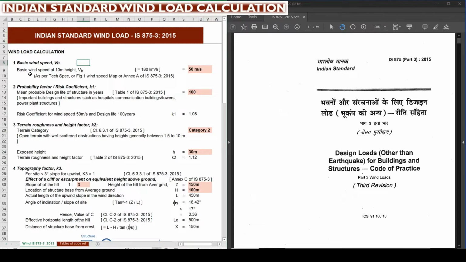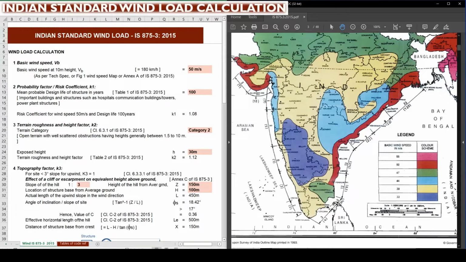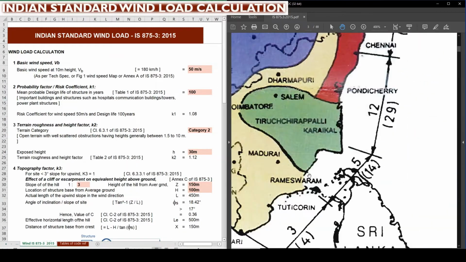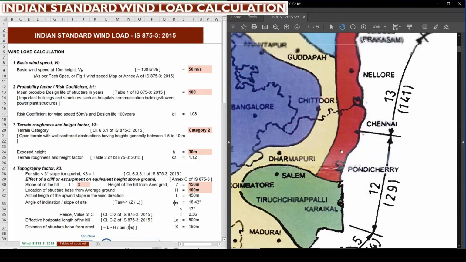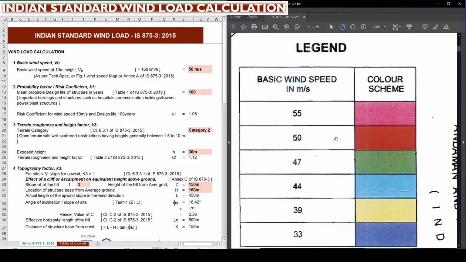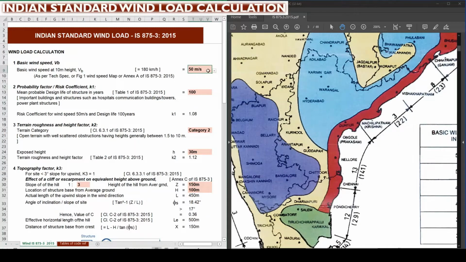This we can generally get from the technical specification, or if it is not given, we can also refer to IS 875 Part 3 Figure 1. For that we need to go to page number 3. So this map, based upon the location of the project, we can pick the basic wind speed Vb from this map. Suppose my project is located in Chennai, so you can see that red color. In the legend you can see that the wind speed for the color scheme is 50 meter per second. So we can consider the same.